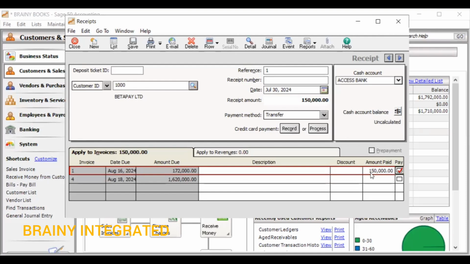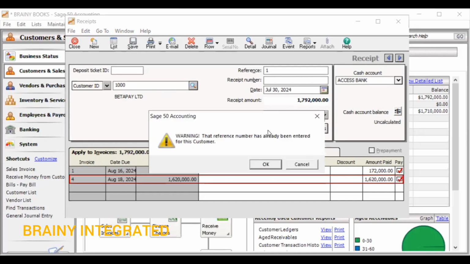But that is not the case, right? The guy paid the whole amount. Are we together? So he paid 172 and he paid 1,620,000. So I'm going to tick. Immediately I tick this pay, it is going to pick the total amount at once. Are we together? It's going to pick the total amount at once. All right. So once it picks that, the next thing I want to do is to click on save.